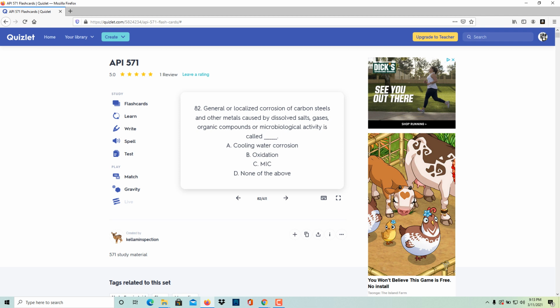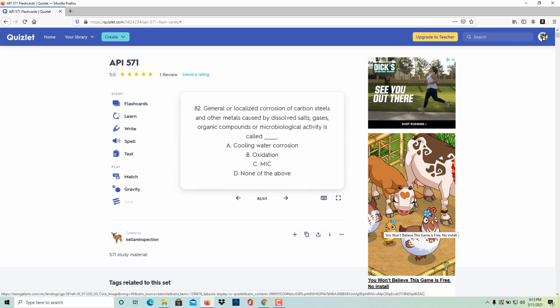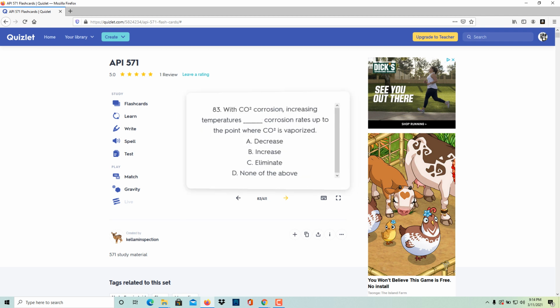General or localized corrosion of carbon steels or other metals caused by dissolved salts, gases, organic compounds, or microbiological activity is called MIC. That's the other one that's kind of cooling water corrosion. It's easy to get those mixed up in a question like that. It's cooling water corrosion. I have to read over that section again.